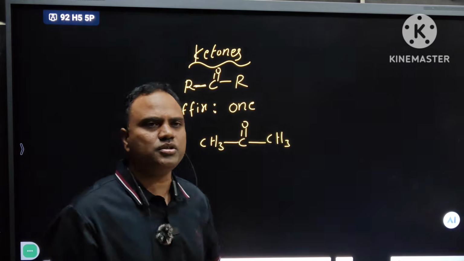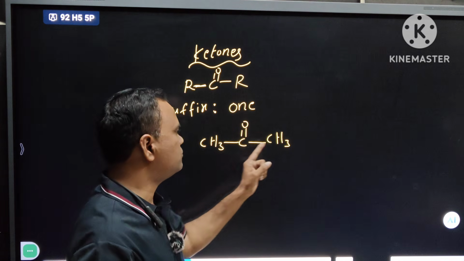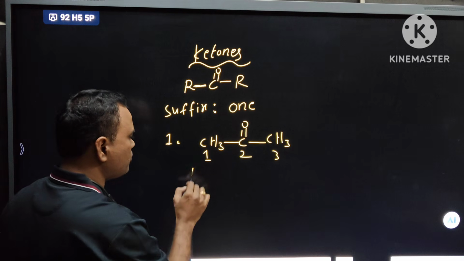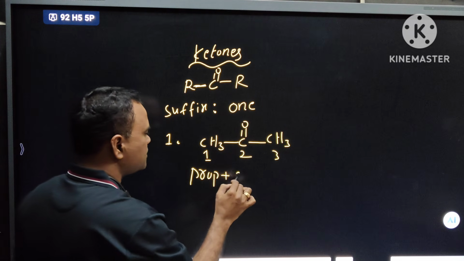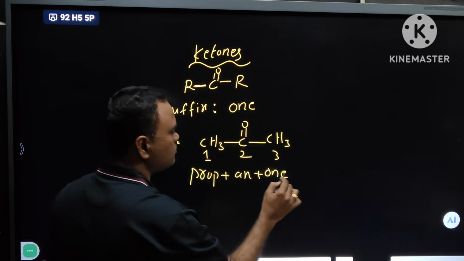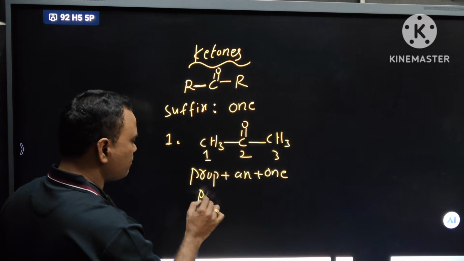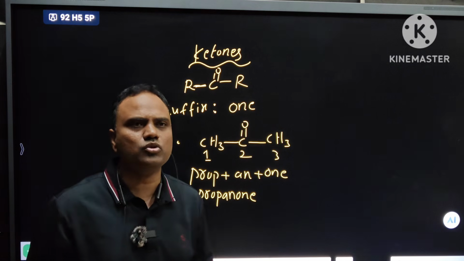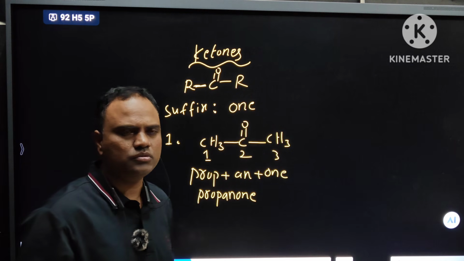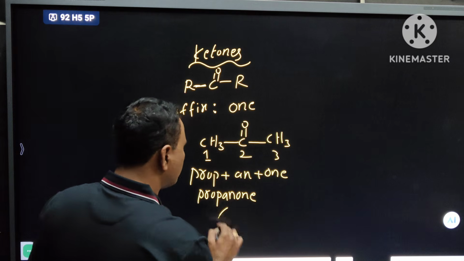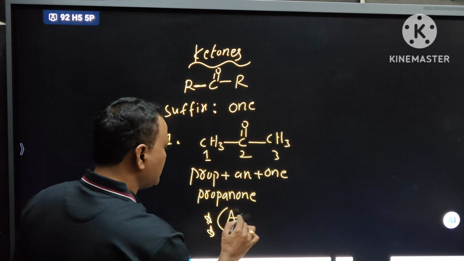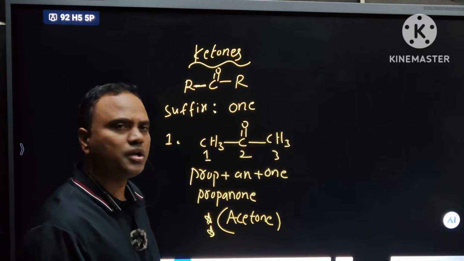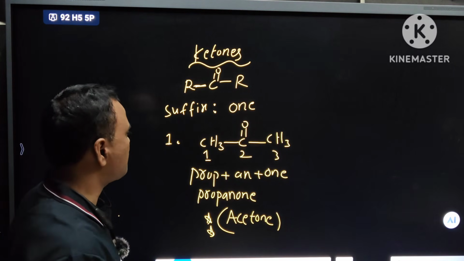How many carbons are present in this? 1, 2, 3. 3 carbons. So prop plus ane plus one. Propanone. Prop plus ane plus one. Propanone. Okay. Also called, very very important, acetone. Propanone or acetone.